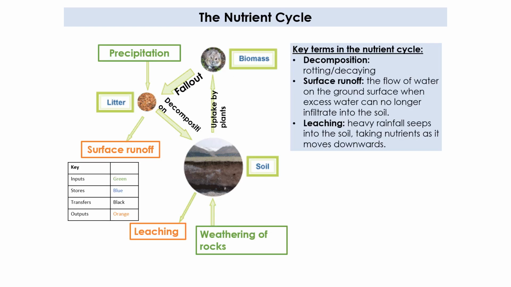Within an ecosystem, nutrients also move around. There are three stores of nutrients. Nutrients are stored in the soil. The soil gets its nutrients from the breaking down of rock and also decomposition of litter.